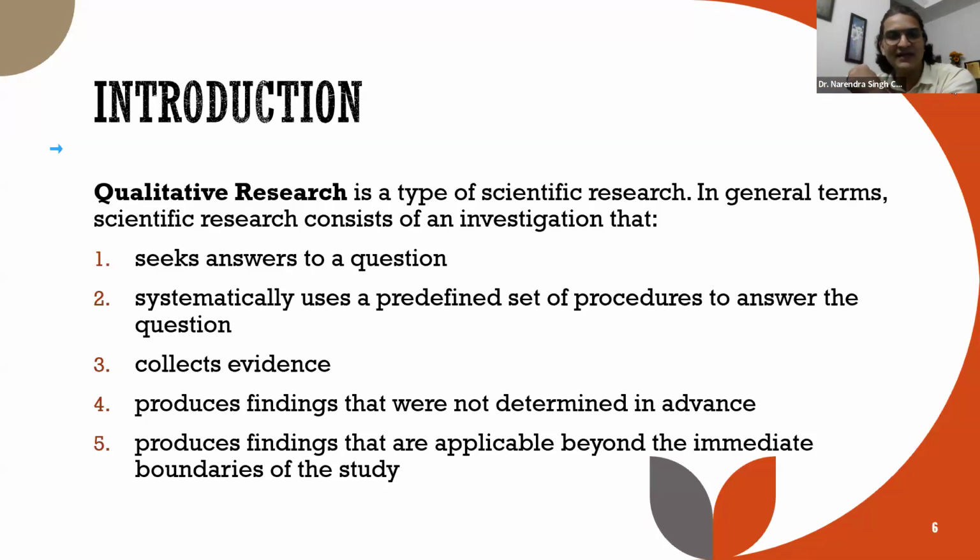Then I have to collect evidence. The evidence could be that I am talking to people, I want to understand what is happening. Now, I want to produce findings that were not determined in advance. So that means whatever research I'm conducting, I don't know what my results will be, what the findings will be. And whatever findings have been produced are applicable beyond the immediate boundaries of the study. So generally it happens that I am conducting a particular research for certain things, but apart from that, there are a lot of other learnings that also happen when I am conducting a particular research. So this is what largely, when we talk about qual research, is scientific research, very well.